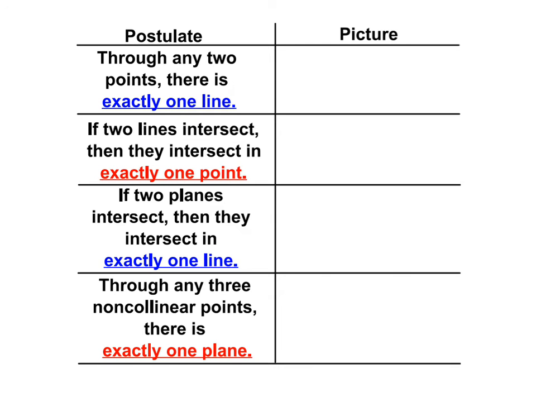Before we get to our final example, there are 4 postulates that I'd like to talk about. A postulate is like a rule that is always true. So the first postulate here says through any 2 points, there is exactly 1 line. So if we have any 2 points drawn, there's only 1 possible way to draw a line that goes through those 2 points.